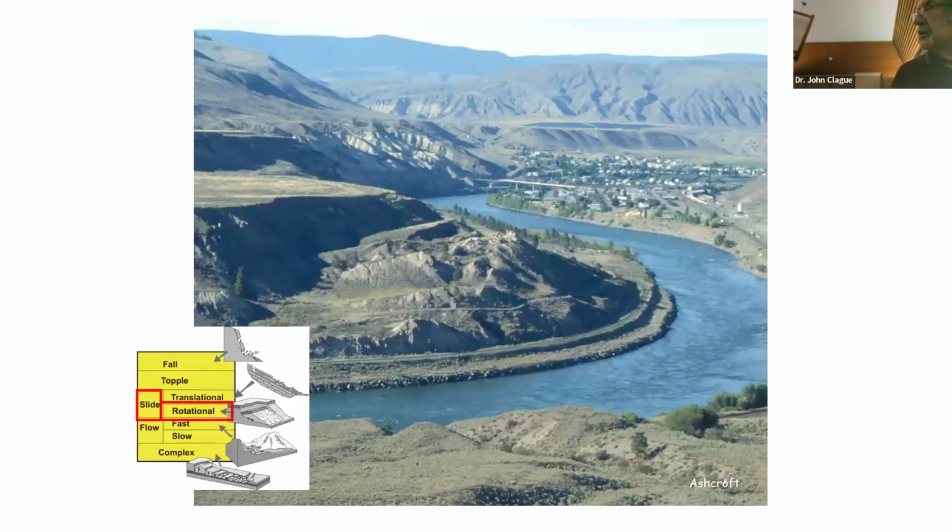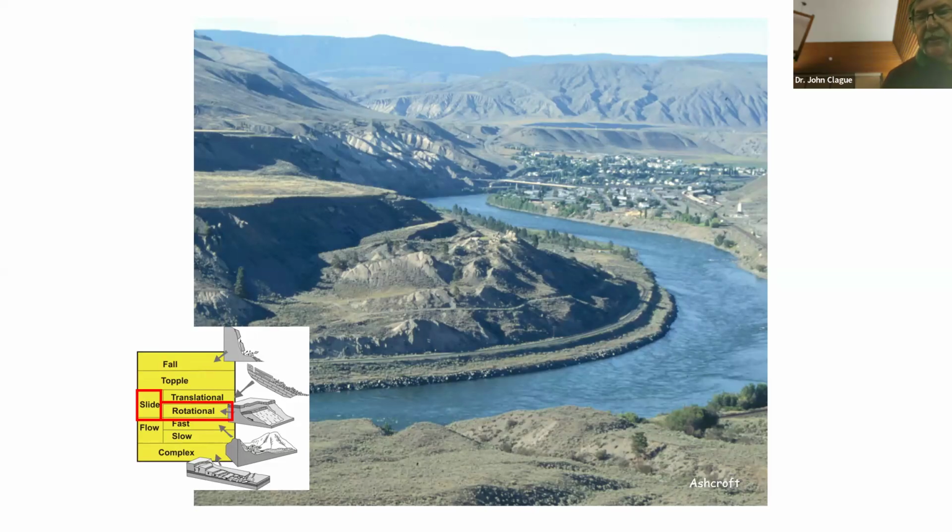You can see it quite clearly in this example. We're just downstream of Ashcroft, a community you can see in the distance in that photo. And that failure, illustrated by the darkened scarp and then the rotated block, occurred in the late 1800s. Didn't block the river, but potentially events like that, if slumps are big enough, they can do that.